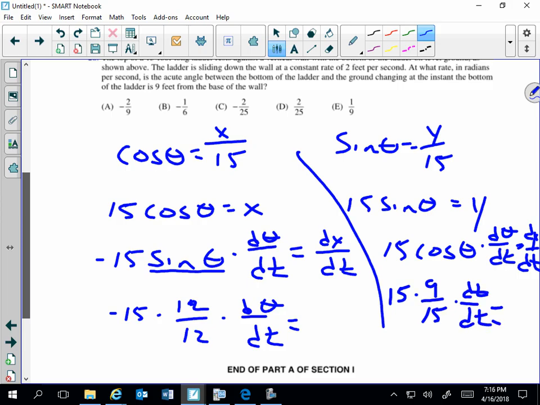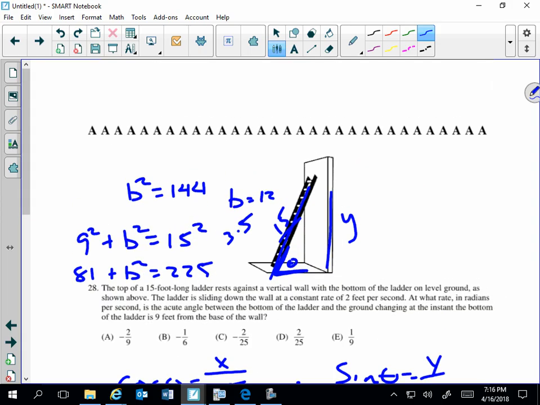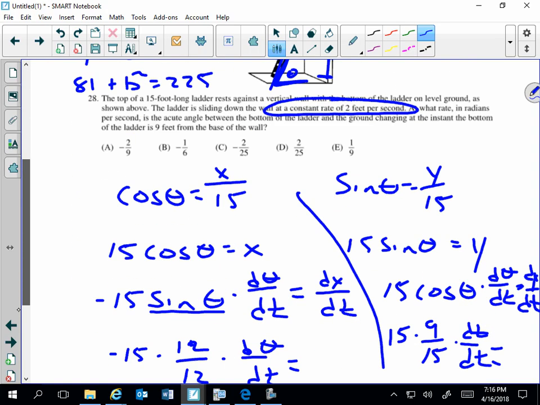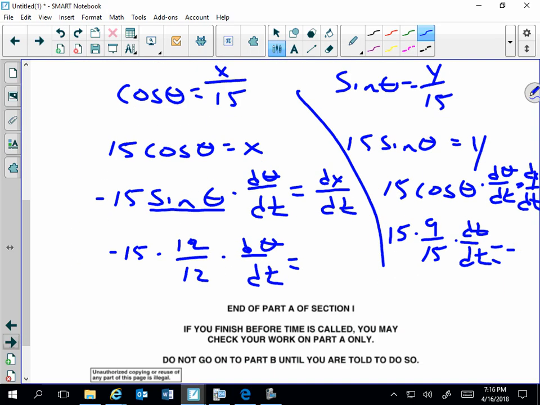So we have cosine of theta now, not sine, which is 9 over 15. They didn't have us calculate that. They told me. And d theta dt is what I'm looking for. All right, back to my question. It is sliding down the wall at a constant rate of 2 feet per second. So dy dt now equals negative 2, because my y value is getting smaller as we go. So that cancels. I get 9 d theta dt equals negative 2. And so I get negative 2 over 9.